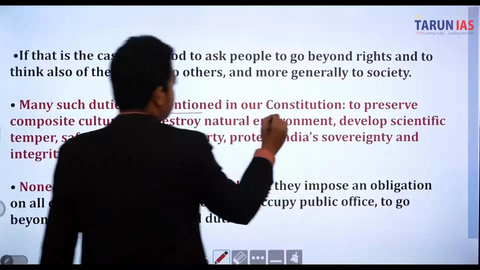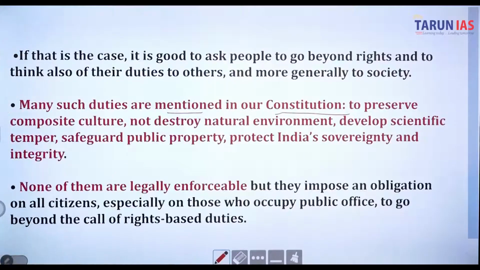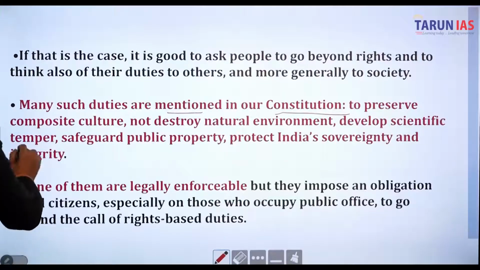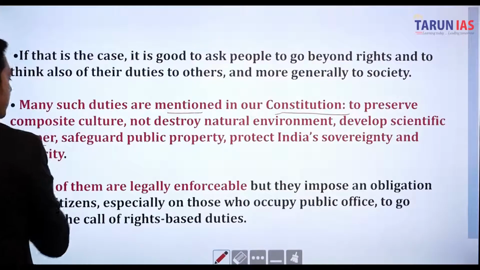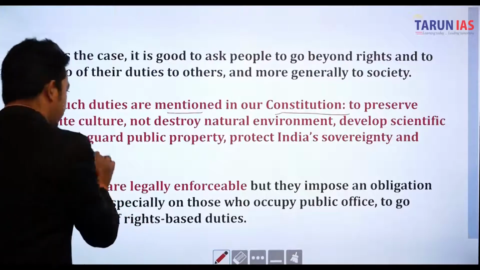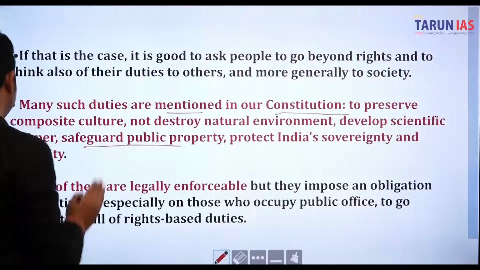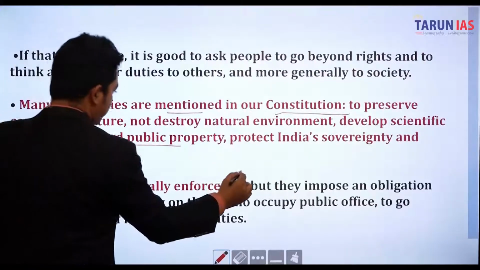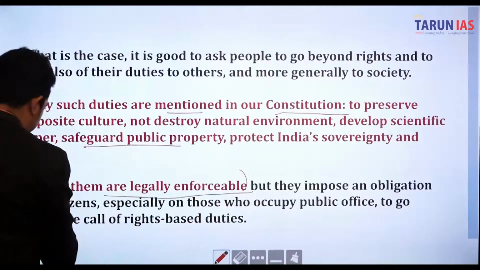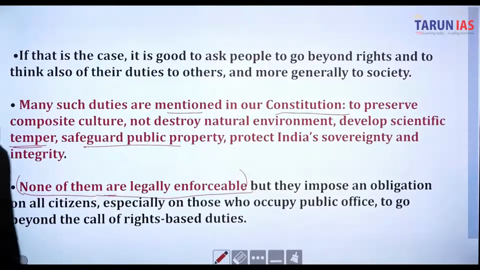Many such duties are mentioned in our constitution, like to preserve composite culture, not destroy natural environment, develop scientific temper, which we have also mentioned in the part of DPSP also, safeguard public property, protect India's sovereignty and integrity. None of them are legally enforceable. Because if the fundamental rights are legally enforceable in some such context, we need to mention the fundamental duties also.